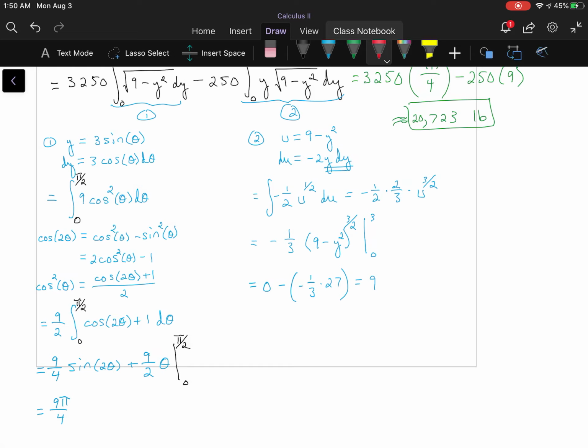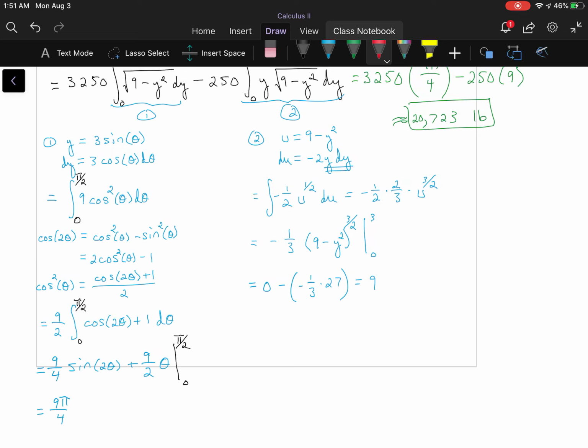I'll let you know that for number 1, after I got my answer in terms of theta, I didn't convert back into y, but I did convert the 0 to 3 for y to a support for theta. And so that means theta is going to be the arc sine of y over 3 if you use y equals 3 sine theta but solve for theta. And when y is 0, the arc sine of 0 is 0. And when y is 3, that's going to be the arc sine of 1, which is pi over 2. So that's where those bounds for the integration for number 1 come from.